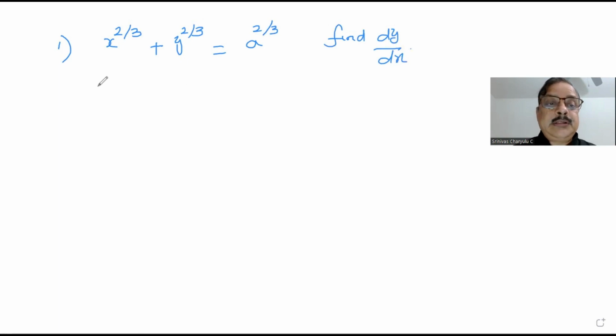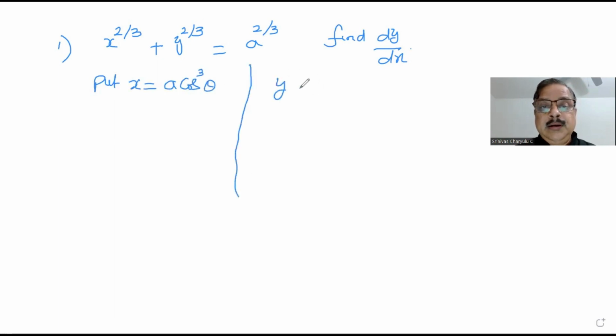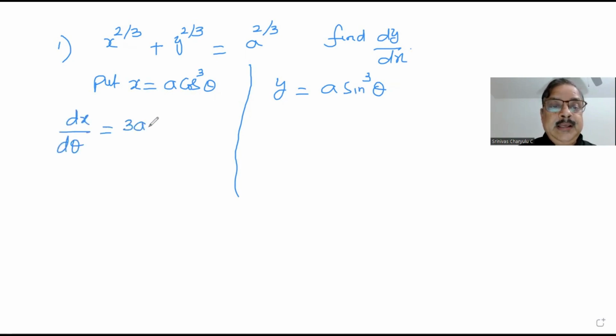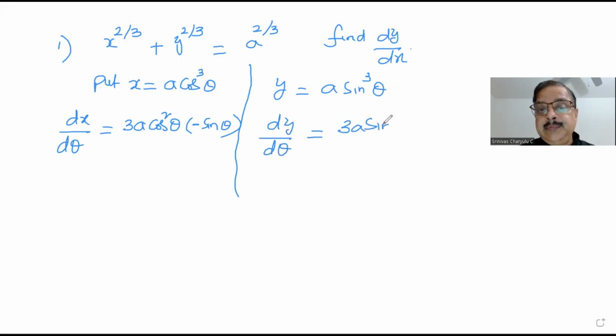So here what we do, we put a substitution. Put x is equal to a cos cube theta and y is equal to a sin cube theta. So if you substitute like this, what will happen? dx by d theta, you do it. It will become 3a cos square theta, because cos cube theta differentiation is 3 cos square theta, that 3 I put before cos theta differentiation, minus sin theta. Here dy by d theta will become 3a sin square theta, sin theta differentiation cos theta.